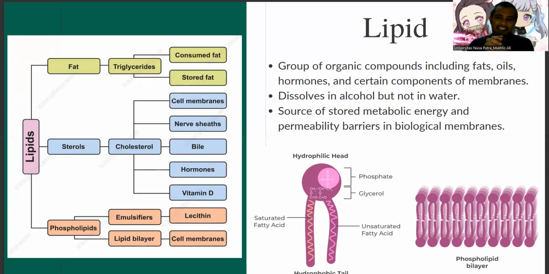Lipid has a function as a source of stored metabolic energy. Also, it develops permeability barriers in biological membranes, like in cell membranes. We talked in the first part that the cell membrane is a semi-permeable membrane. So it means the cell membrane contains some lipid.